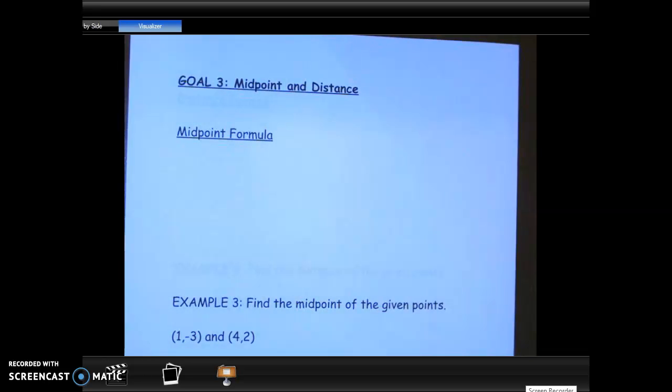Alright, so here's part 2. It's just goal 3, midpoint and distance. So these are two formulas that you have already seen. You saw it in pre-algebra, you saw it in algebra 1, so now you are going to see it again in geometry.